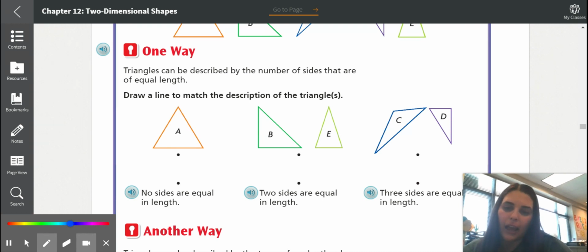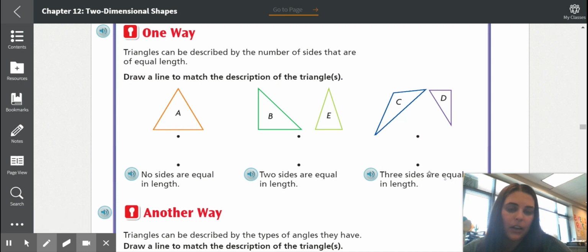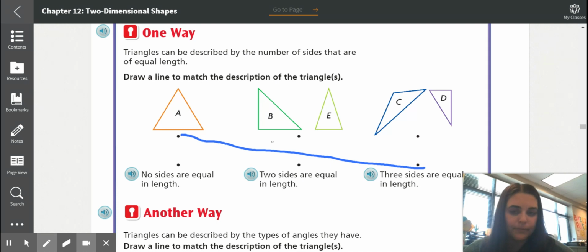So let's look at A. In A, all three sides are the same length. So we're going to draw a line from this one here. It says 3 sides are equal in length. Yep, that would match A. If you look at B and E, those do not have all 3 sides the same, and the same with C and D.